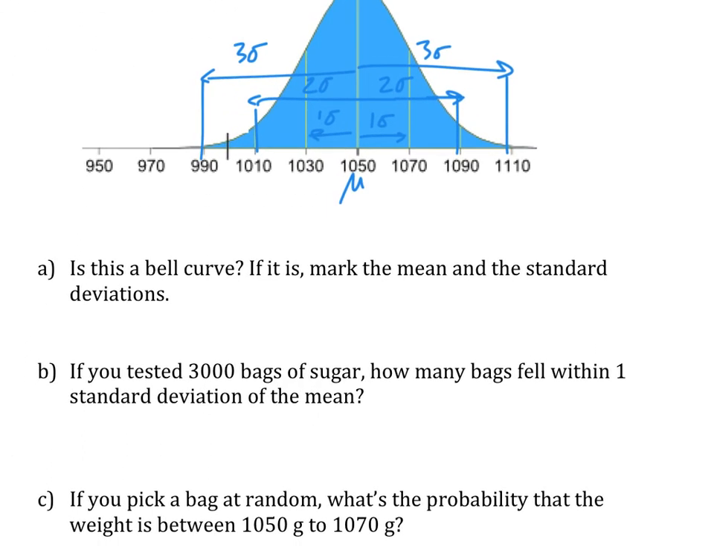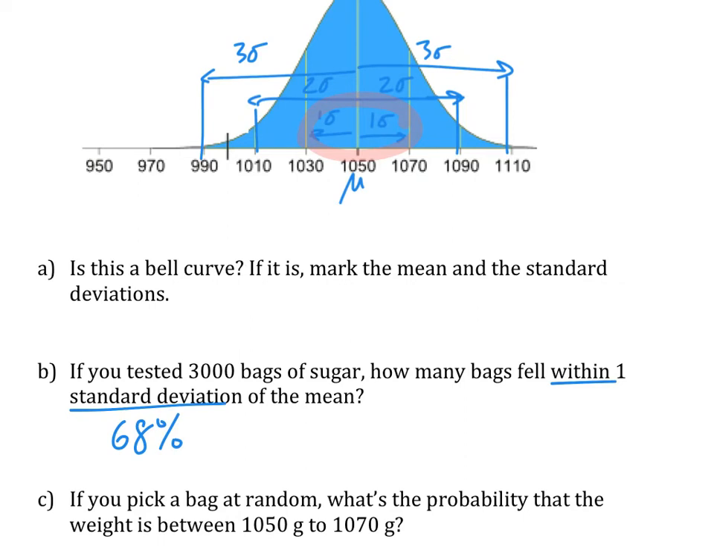All right, next question. If you tested 3,000 bags of sugar, how many bags fell within 1 standard deviation of the mean? Okay, so we talked about this before. 1 standard deviation of the mean is going to be here. And 1 standard deviation away from each side of the mean is predicted by 68% of the data. So 68% of the data fell within 1 standard deviation of the mean. When they say within 1 standard deviation, they mean left and right together.